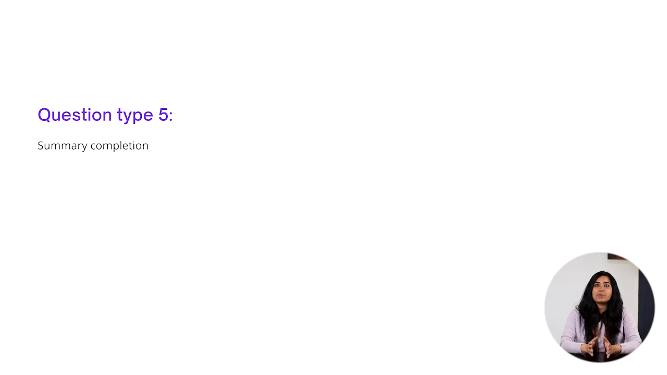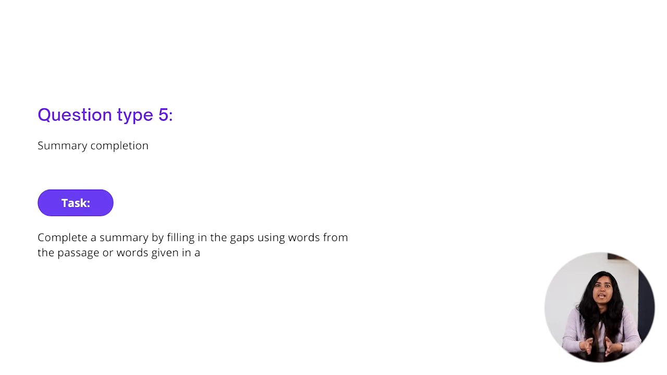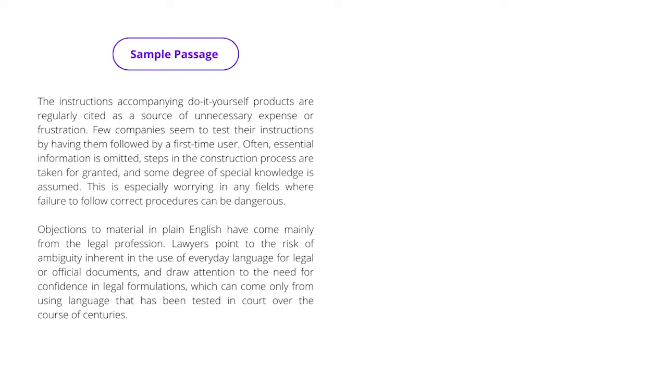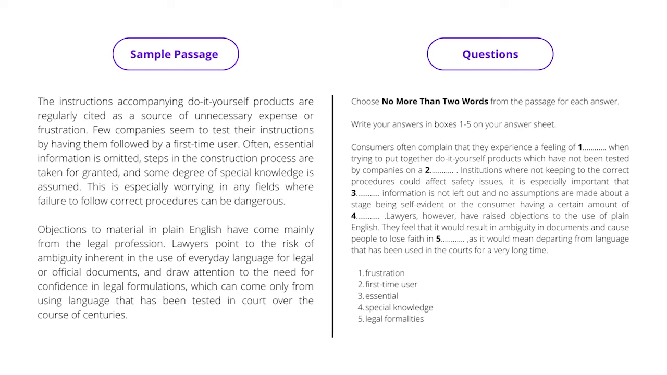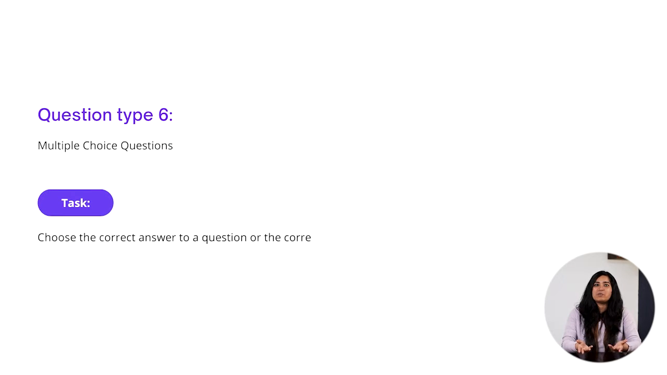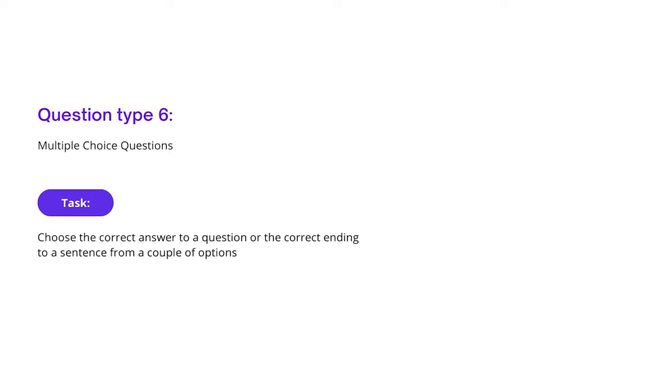Question type 5 is summary completion. Here, the task is to complete a summary by filling in the gaps using words from the passage or words given in a box, as we can see here. During the IELTS academic reading section, you could also face multiple choice questions, and these are no different from the usual multiple choice questions that we've seen.